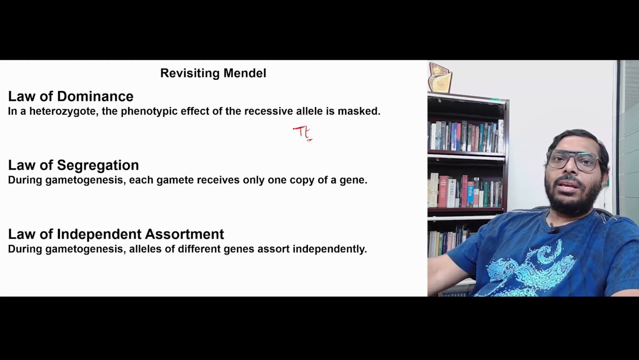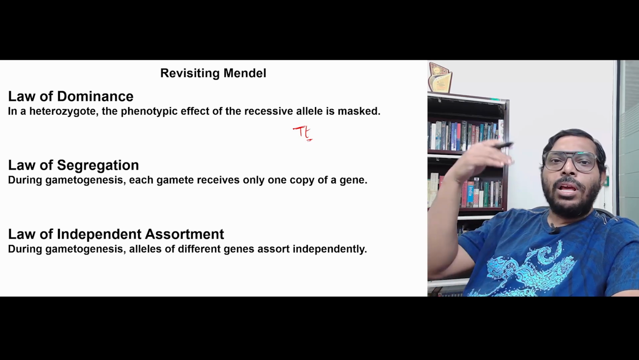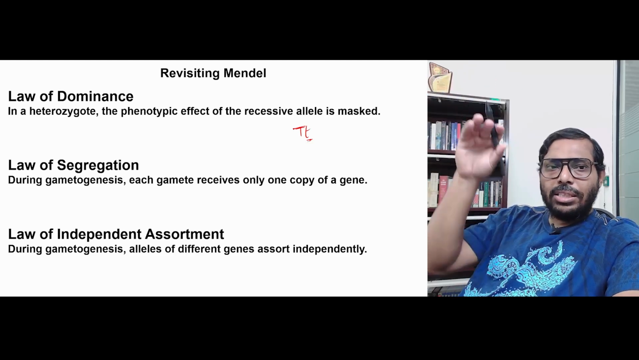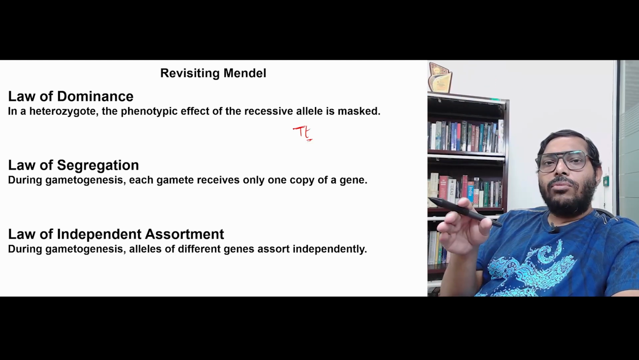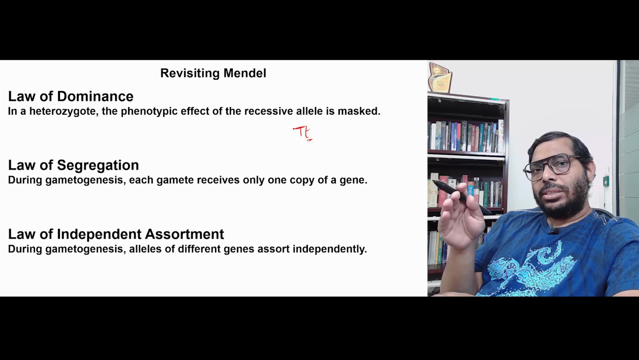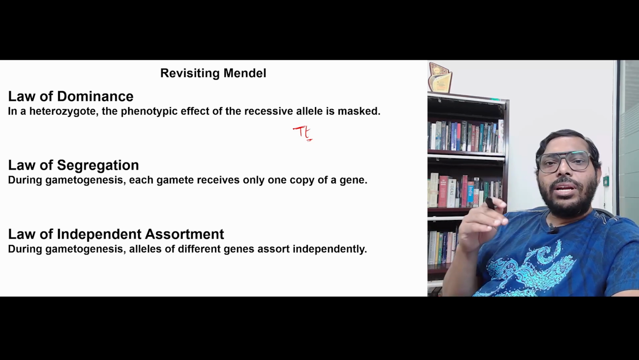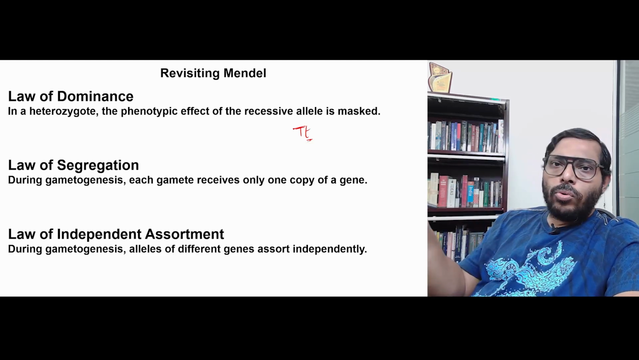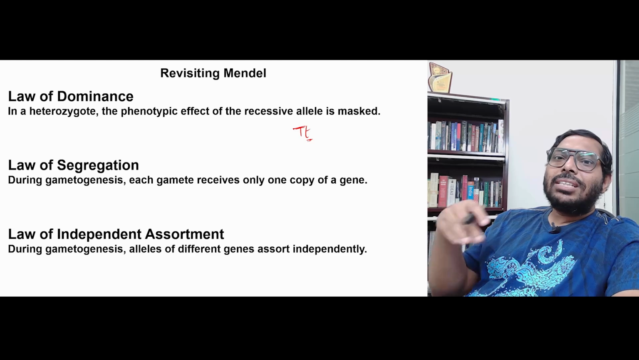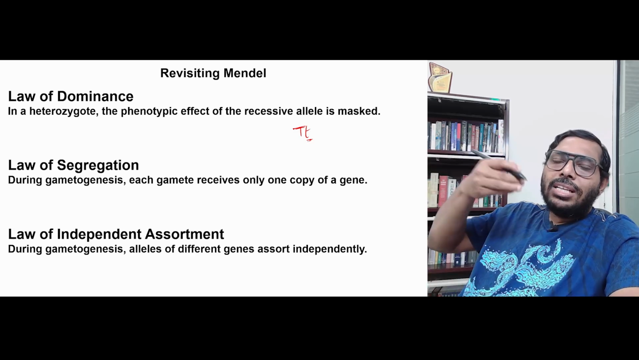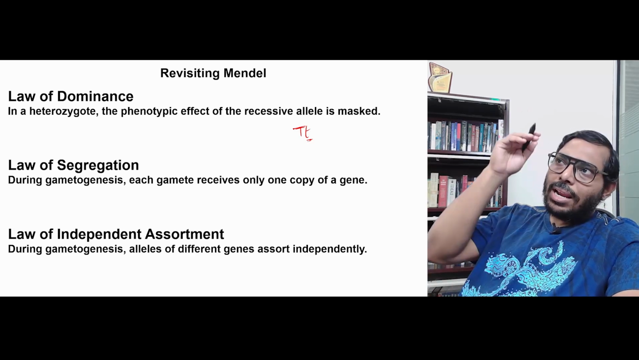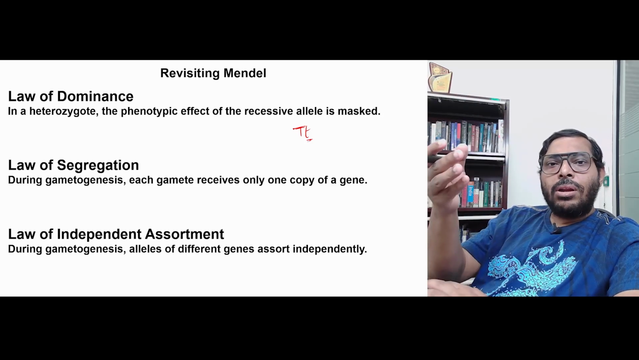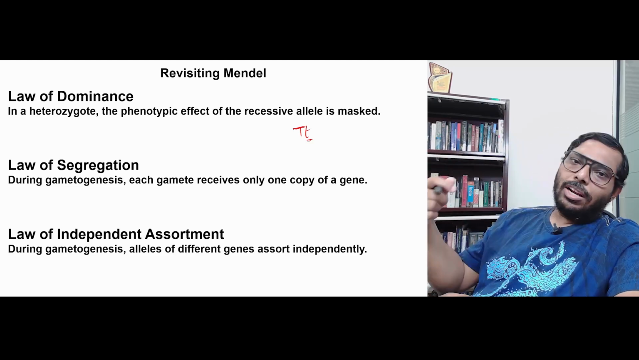And finally, suppose you are talking about multiple loci, then you have genes at these loci, alleles at these loci, and what Mendel said was that during gametogenesis, the alleles at different loci are going to assort independently, which means that they are going to divide themselves into the gametes independent of what allele is present at the other locus. So, the allele at any one locus is going to get into the gametes without any effect of what allele is present at the other loci.